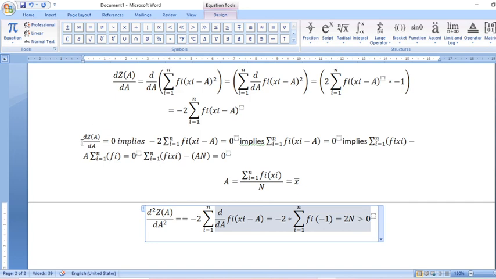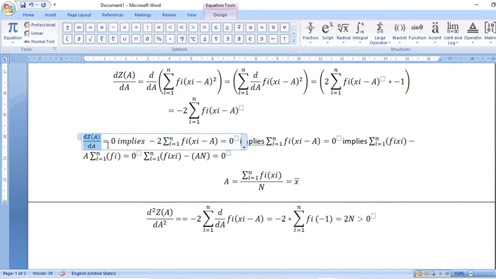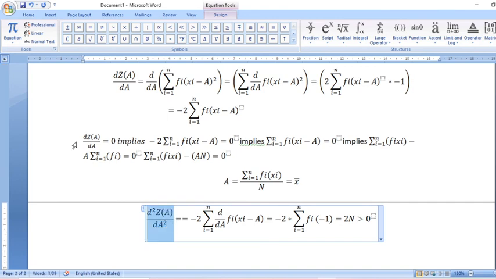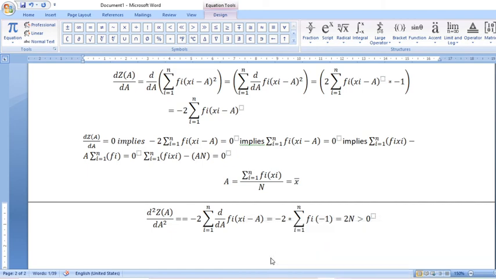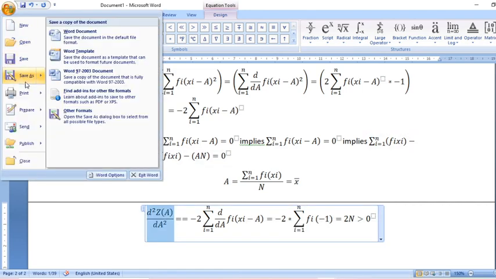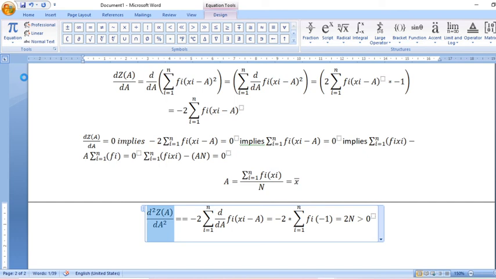Using this equation, we obtain the change point, that is either minimum or maximum, and we have verified that the point at which dz of a by dA equals 0, that means a equal to x bar, is a point of minimum, because the second derivative of z of a with respect to a is positive. That is clearly mentioned here, and I will send you this file, and you can write down from this, and using that book also you can write down the result clearly.